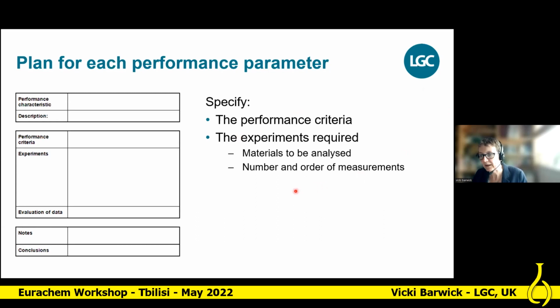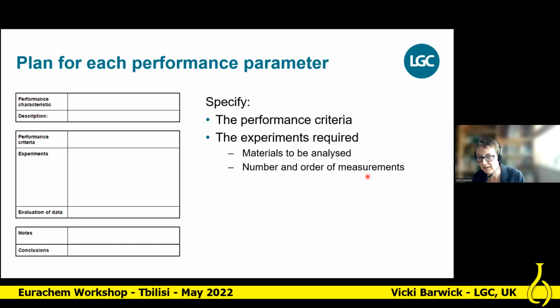We also need to think about the order in which we're going to make the measurements. And in a moment, I'll just touch on some typical experimental designs that we might use as part of validation. And this is all part of the planning process. Obviously, it's very easy to go into a lab and just make lots of measurements, but that might not be the most efficient way of doing things.